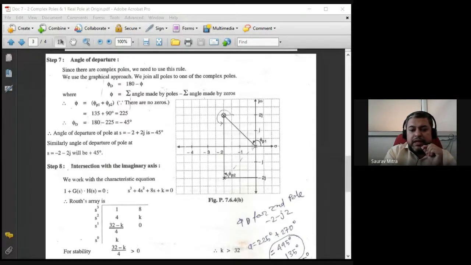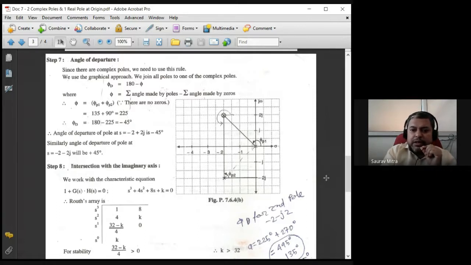First, whichever pole I'm trying to find from, I connect from there and draw this line, and this is angle phi 2. That means pole angle 2. Then I'm joining this with 0 and extending this, and I find this angle as phi 1. So this is minus 2 plus 2j, and this is minus 2, and this is 2. You'll find that phi 1 is 135 degrees.